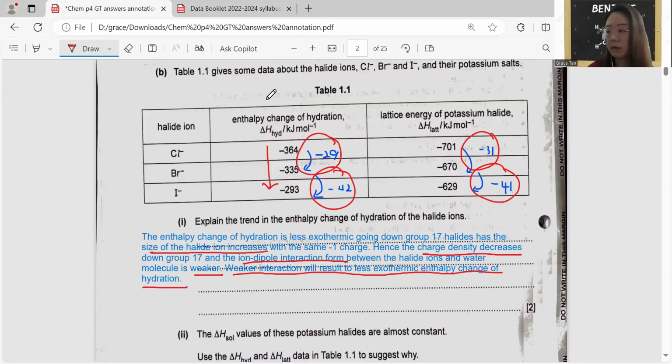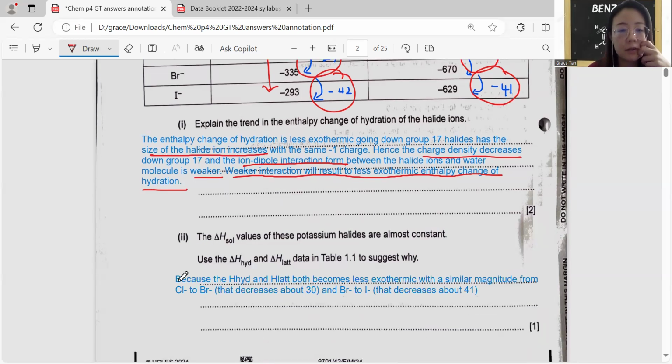When you recalculate everything, it's going to be approximately around the same. So let's just take a calculator. You can just take solution equals minus lattice energy plus hydration. So the enthalpy change for the halide is around 337, not knowing what is potassium now. You can go and calculate, but to me, I just look at the change in the halide ions. If you look at my answer, I just say because the hydration and lattice energy both become less exothermic with a similar magnitude. From chloride to bromide, there is a change of about 30. Bromide to iodide, there's a change of 41.